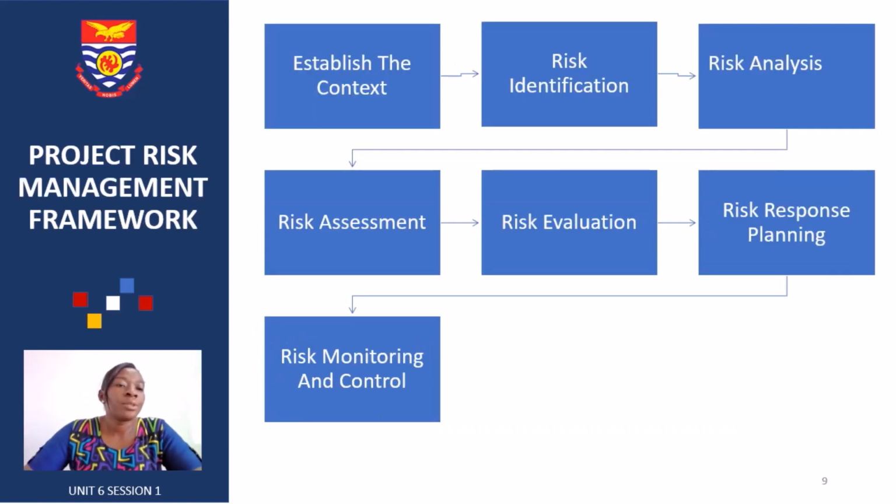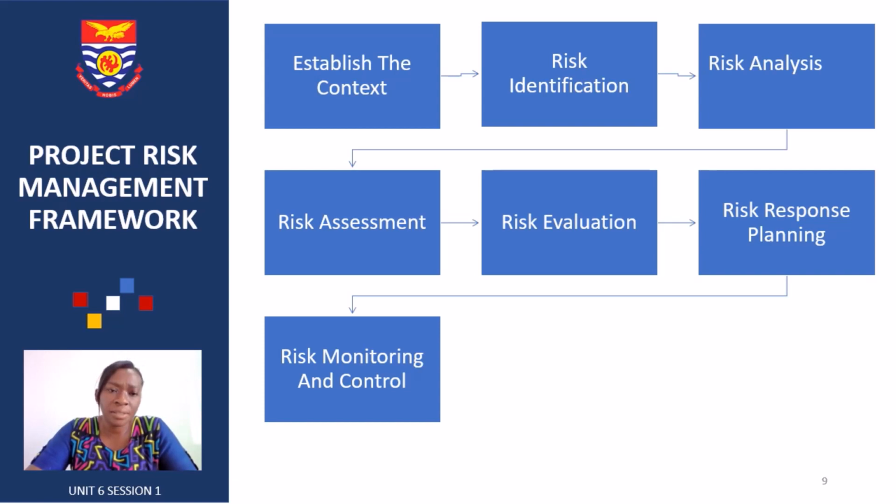So there's a need for us to actually have a risk management framework to help us in dealing with risk. So there's a need for us to first identify and then analyze and respond to risk as and when they would occur in the project life cycle. And there are 6 major phases which are included in the process.